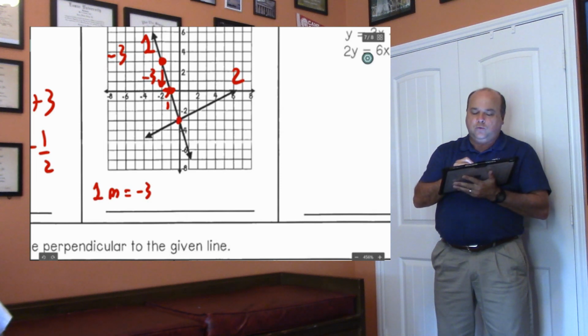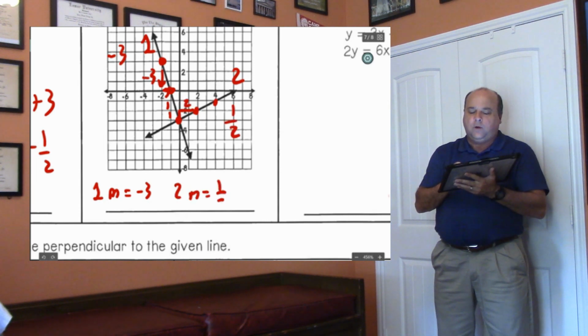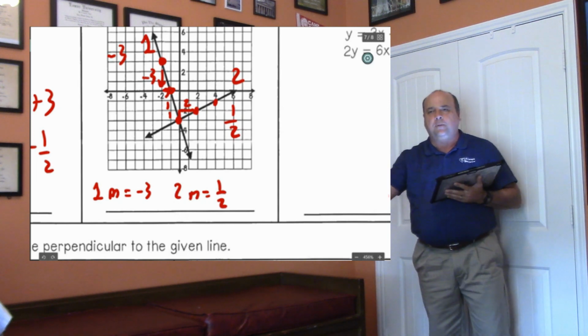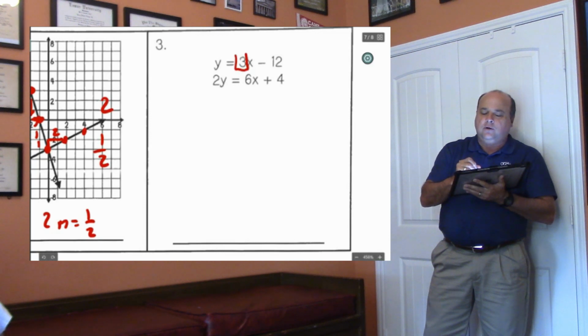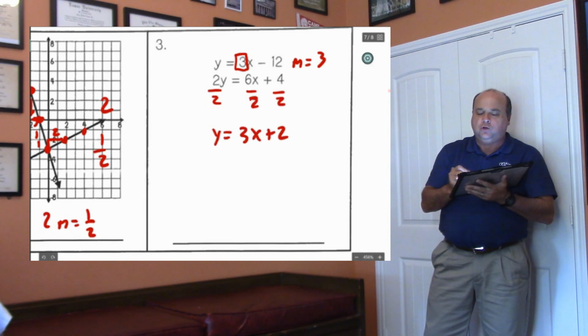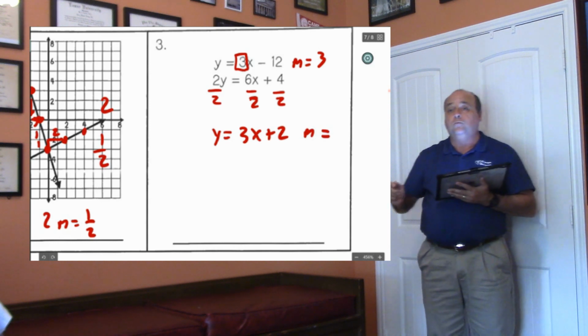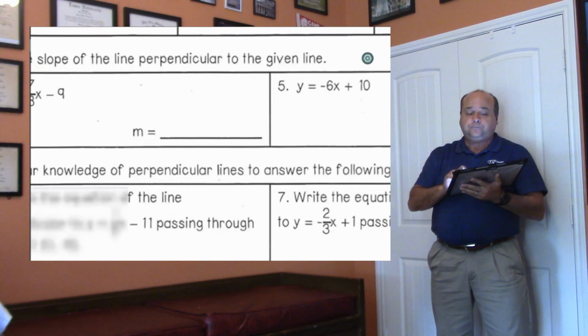Now line 2 would be here, here, and here. You would go up 1/2, wouldn't you? So it has a slope of 1/2. So line 2 has a slope of 1/2. You're going to have to figure out if they're parallel, perpendicular, or neither. On the next one, this right here is my slope, so m equals 3. On this one, I need to divide by 2, and I'll get y equals 3x plus 2. I'm going to let you figure out that slope. So now you know all those slopes. I'm not going to do all these problems for you.